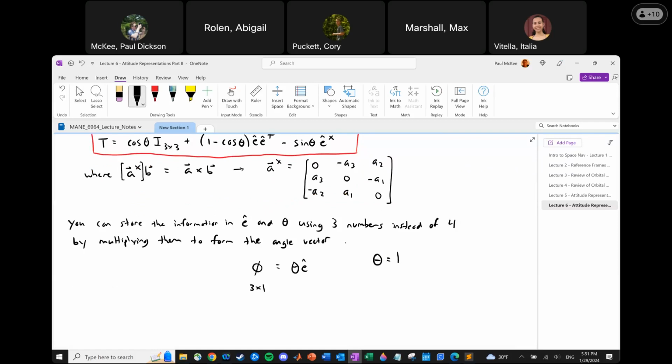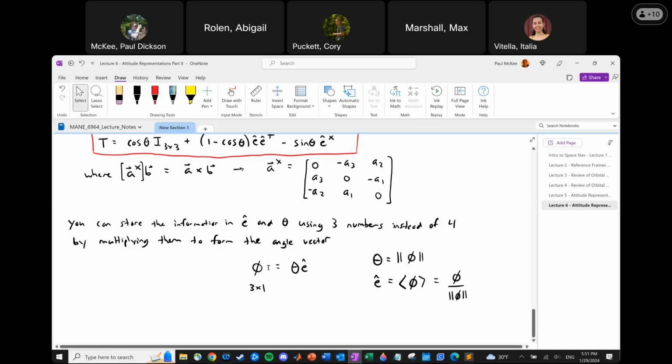Theta is just the norm of phi. If you have an angle vector phi, we can just take the norm of it to get theta. E is what happens when you normalize phi, and that's my notation for normalize. It's the same thing as saying phi over the norm of phi. So you take phi, take the norm, and then divide it by its own norm, and now you've recovered E and theta. So it's just a more compact way of storing the information in 3 numbers instead of 4 numbers. And this phi is an angle vector.